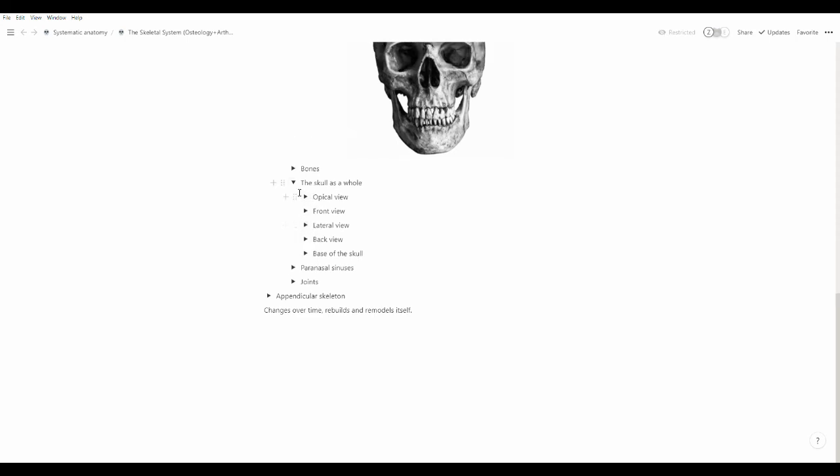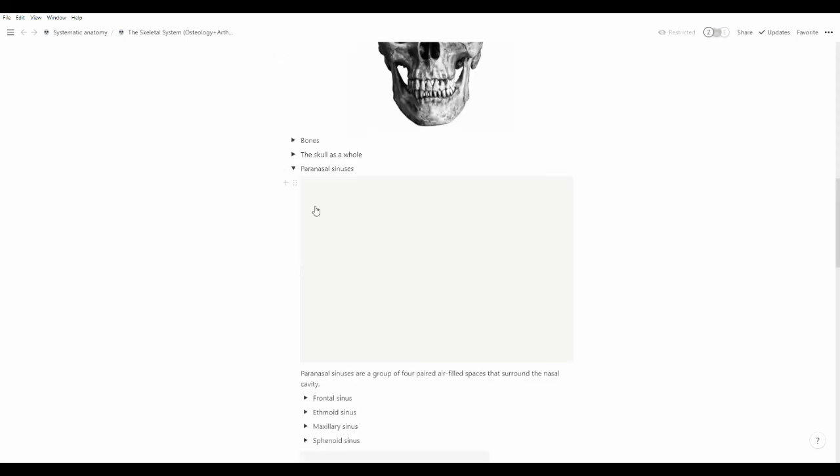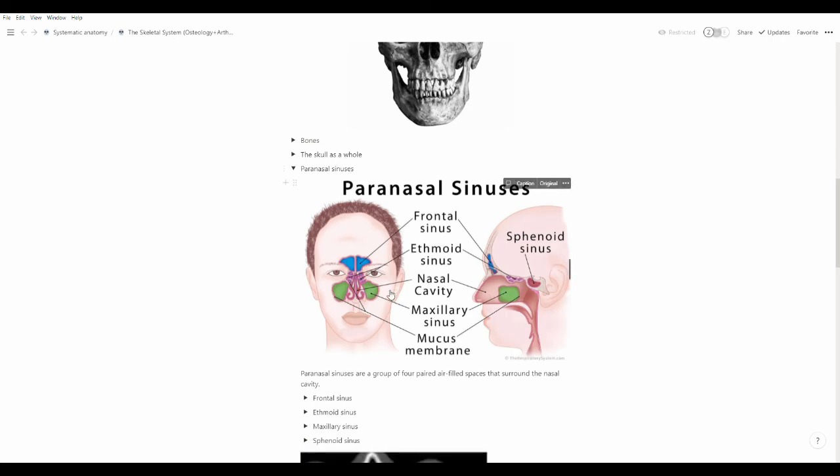Now, something very important to understand and look at is something called the paranasal sinuses. The paranasal sinuses are a group of four paired, air-filled spaces that surround the nasal canal. What that means is that some of the bones there are empty from inside, and what's inside is basically air. This air filling the inside of the bone is called a sinus. And the paranasal sinuses in particular are the sinuses near the nasal canal or the nasal cavity.